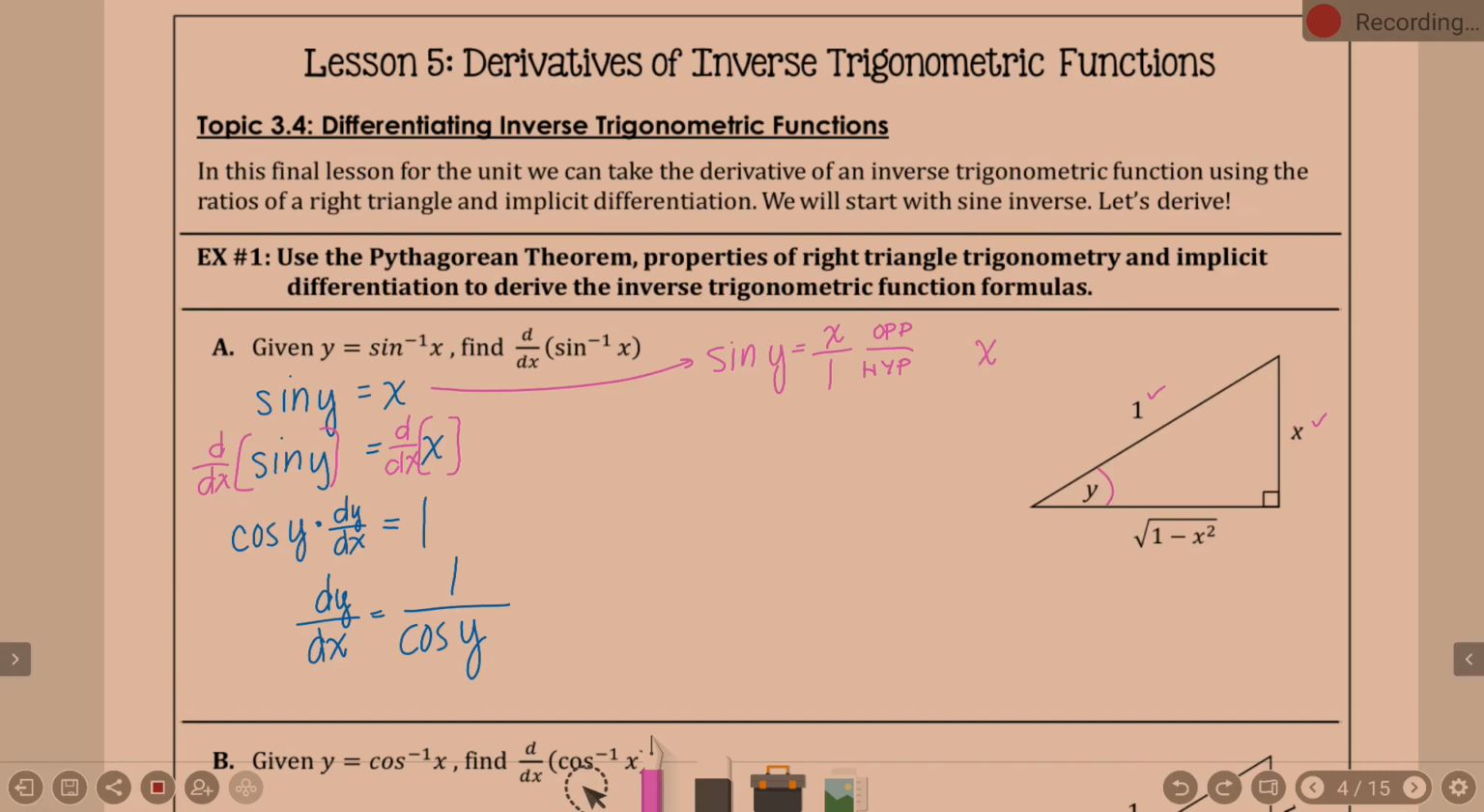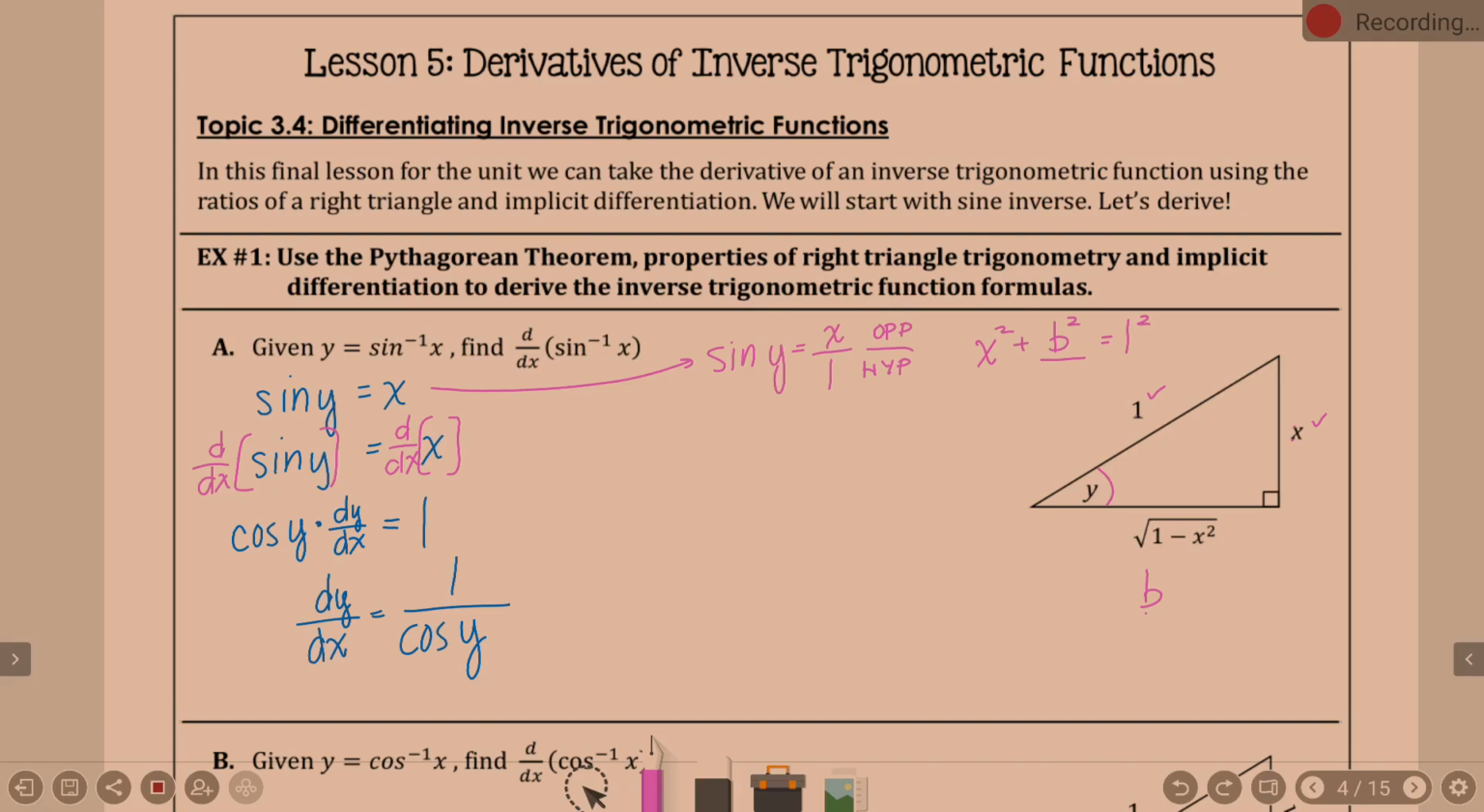X squared plus something squared equals 1 squared. What am I doing here? I'm doing like a Pythagorean theorem. I think in my notes I have this as, if you think about this side as side B, x squared plus b squared equals 1 squared.